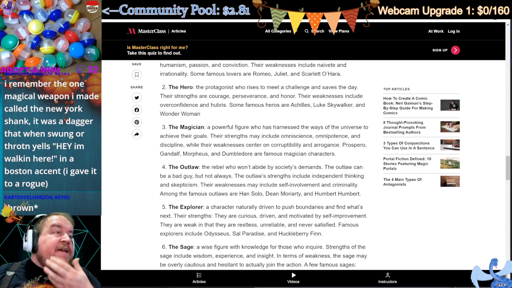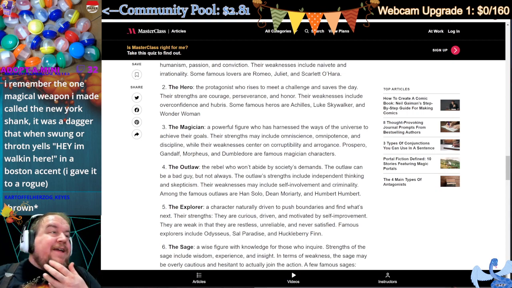That'd be funny, says Keys. I remember the one magical weapon I made called the New York Shank. It was a dagger that when swung or thrown yells, "Hey, I'm walking here," in a Boston accent. I gave it to the rogue.